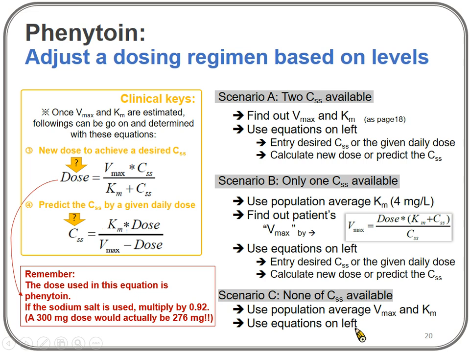reminder here is that when you are calculating the dose, it means the daily dose here. But this equation only applies to phenytoin, so if the dosage is in a sodium salt form, then you need to multiply by 0.92 as the salt factor.